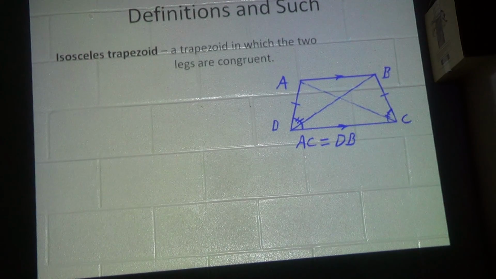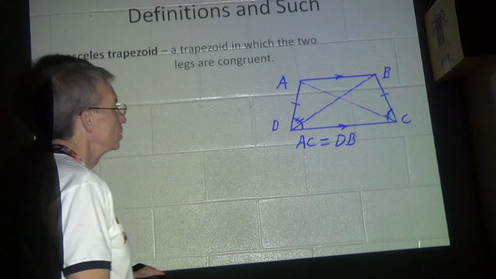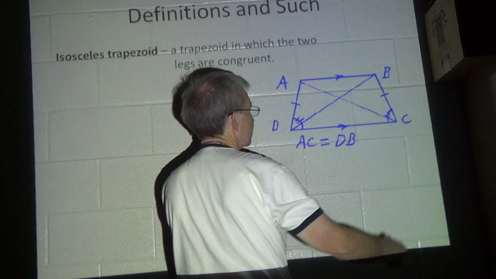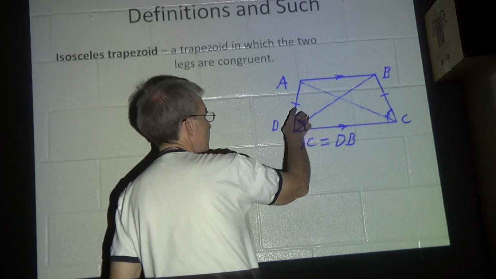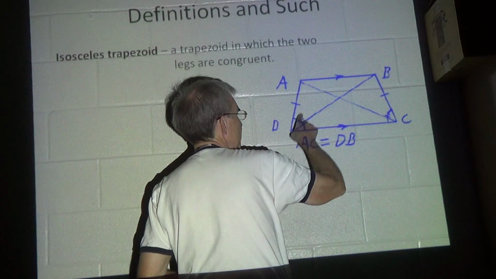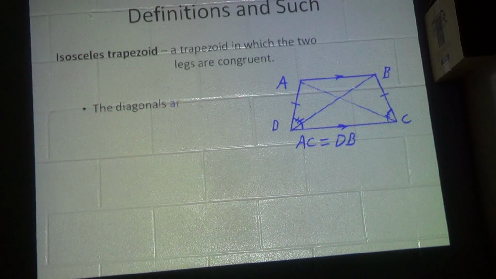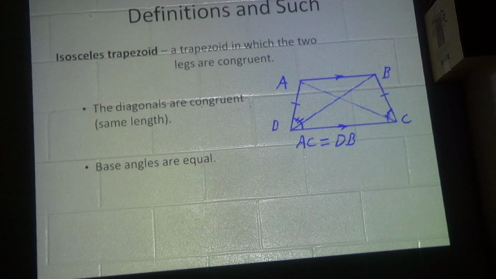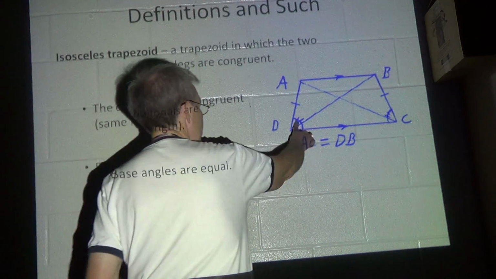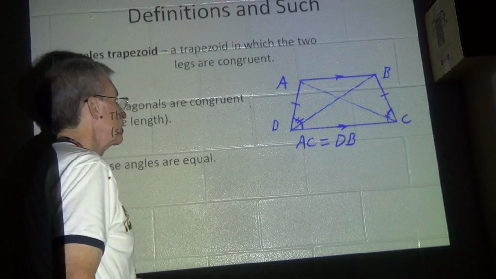An isosceles trapezoid is a special trapezoid in which the two legs have exactly the same length. The other thing that happens is that because these two legs are the same length, these two diagonals will be congruent also. So the diagonals are congruent in an isosceles trapezoid. You must make sure it is an isosceles trapezoid because this is not true of any other kind of trapezoid. The base angles are equal, so these two angles right here will be congruent as well.